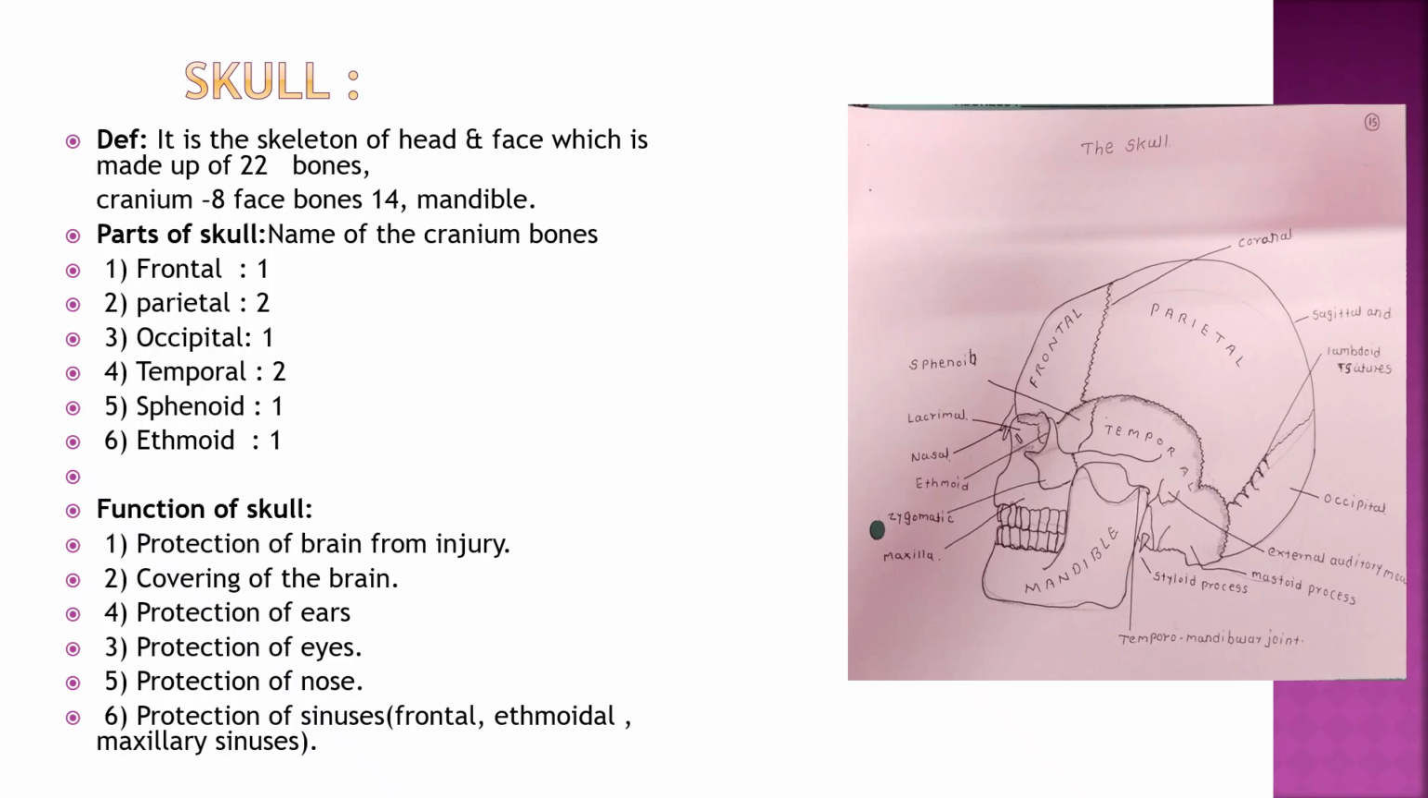So the first part is the skull. It is mainly the skeleton of the head, and it has many cranial bones like frontal, parietal, occipital, temporal, sphenoid, and ethmoid. The main function of the skull is to protect the brain from injury.